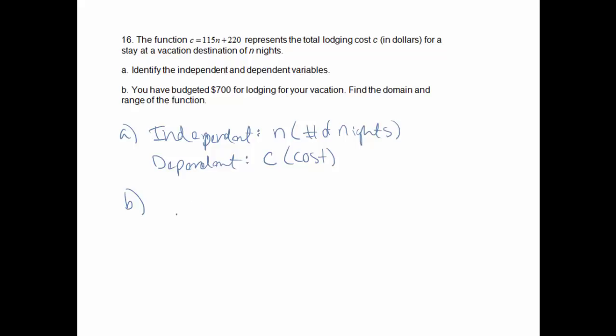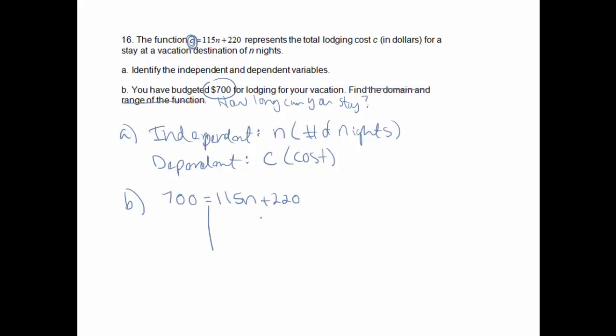So the domain, I'm going to change the wording on this a little bit. We just want to say, instead of what is the domain and range of this situation, how long can you stay? Okay, so we want to figure out how long can I stay for this. The $700 is a cost, so I'm going to put it right up here for the cost. So we're going to write an equation, 700 equals 115n plus 220.